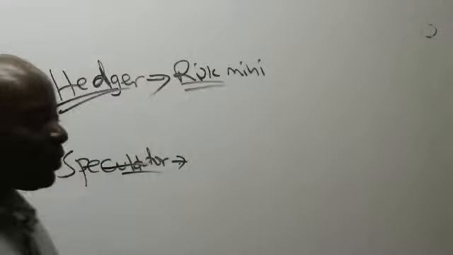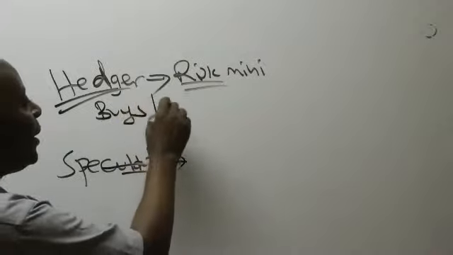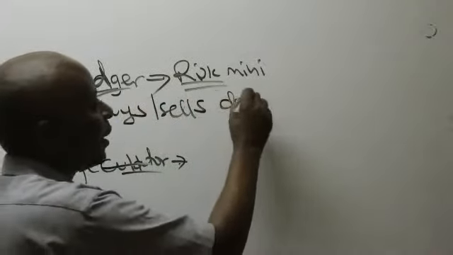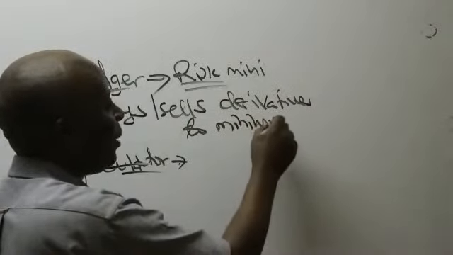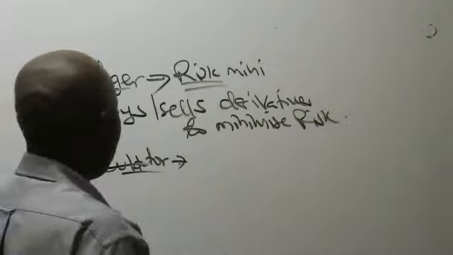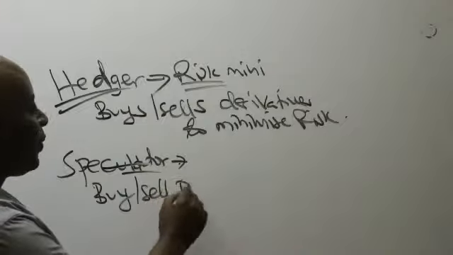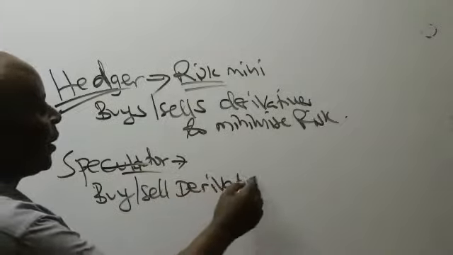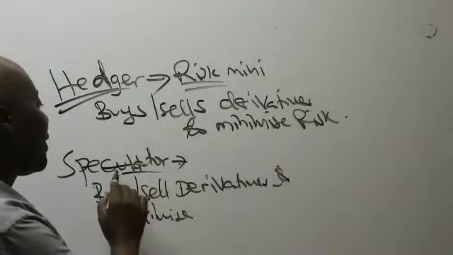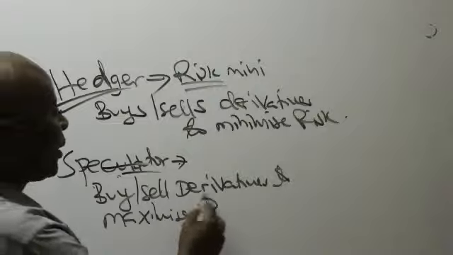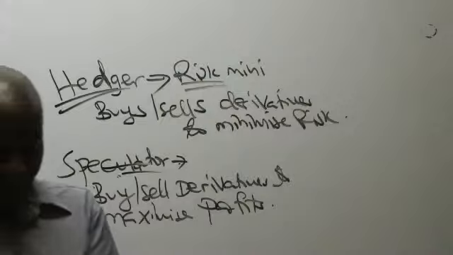So what have we said? We've said that a hedger buys and sells derivatives to minimize what? To minimize risk. And the speculators, they buy and sell derivatives to maximize. They're after profit. The speculator's motive is profit. To maximize what? Profits.